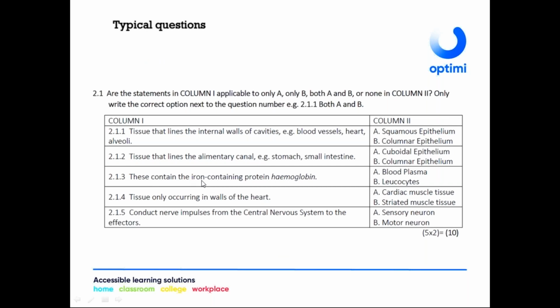This contains the iron-containing protein hemoglobin. Is it A, blood plasma, B, leukocytes, both A and B, or none? Oh, there is an option for none. The correct answer there is none. The red blood cells contain the protein hemoglobin, not the blood plasma and not the leukocytes. Red blood cells. So none.